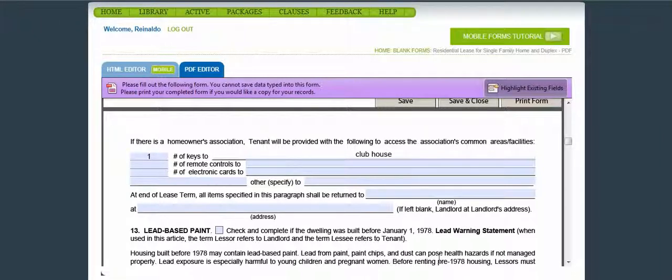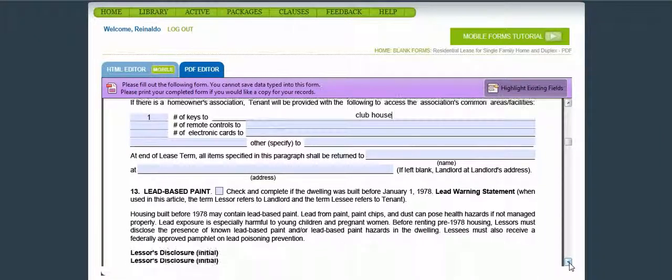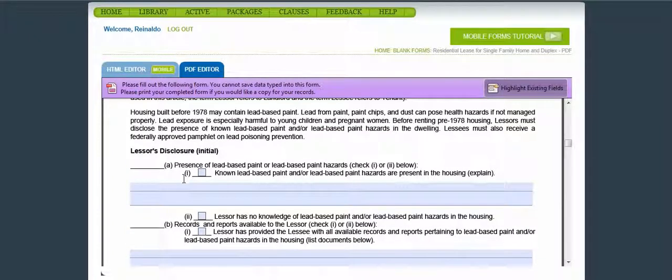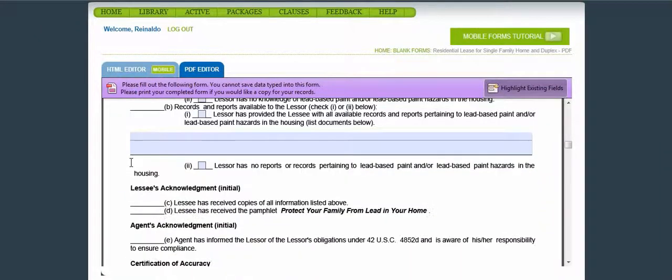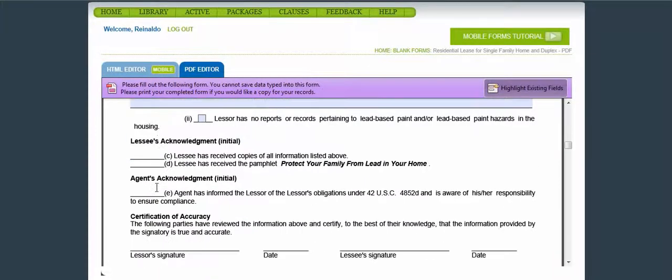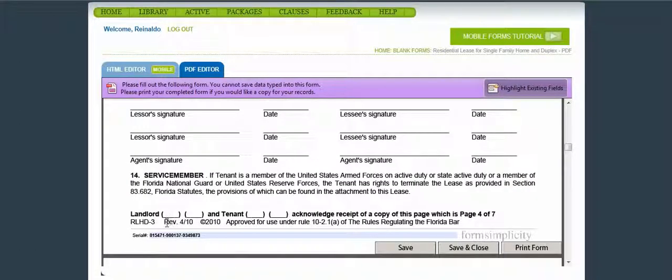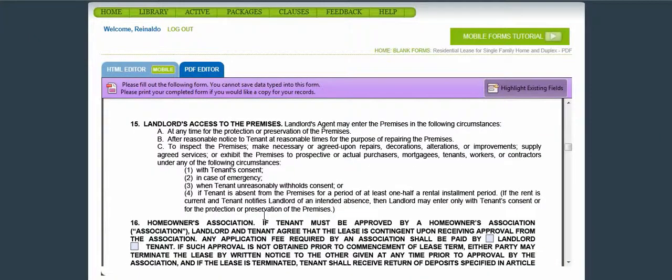If the property was built before 1978, they're going to have to give you a lead warning statement. Check it if the dwelling was built before 78. If it's not, you do not check that. This is just like your lead-based addendum. The lessor would initial. The lessor is the person leasing the property. The lessee is you, the tenant that is leasing the property. So your lessor signature, your agent's signature, this is typical, normal addendums that we do every day. Landlord and tenant would need to sign at the bottom.